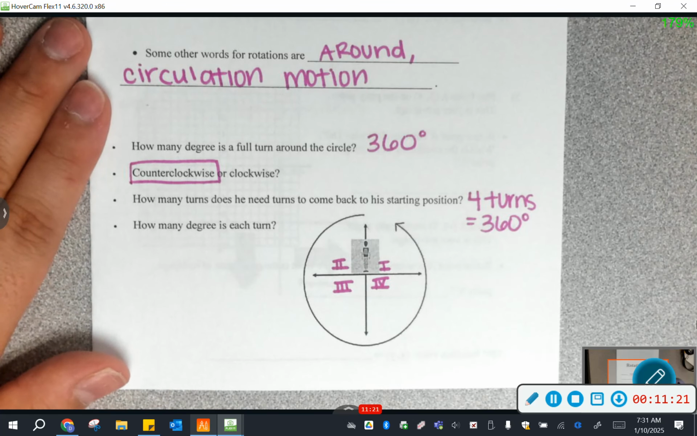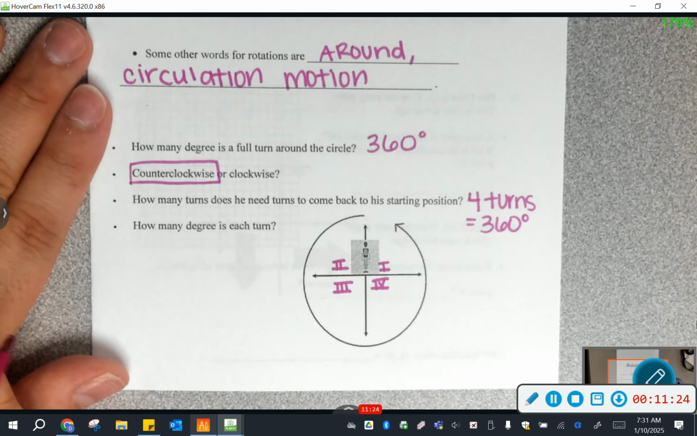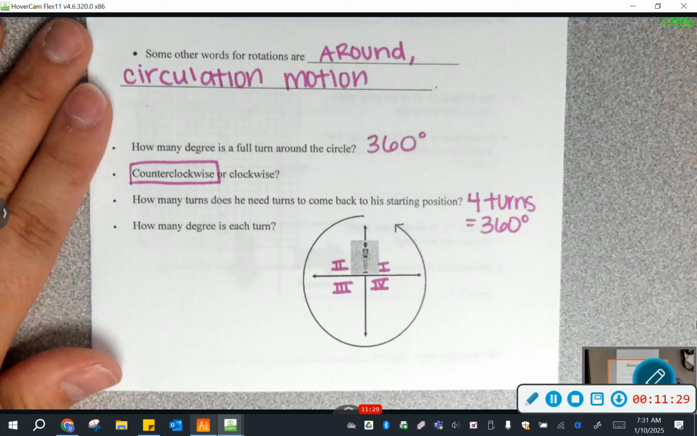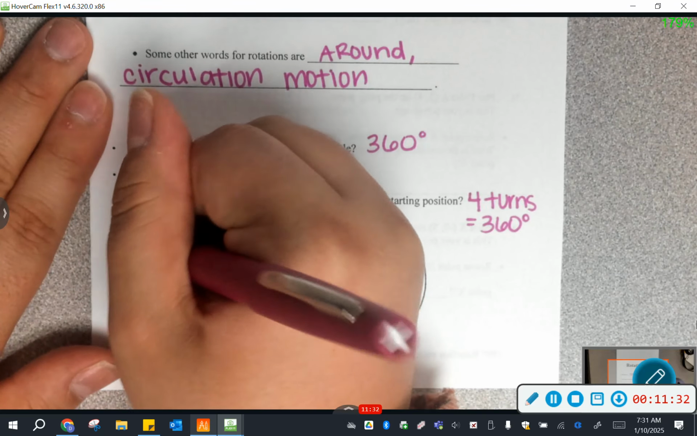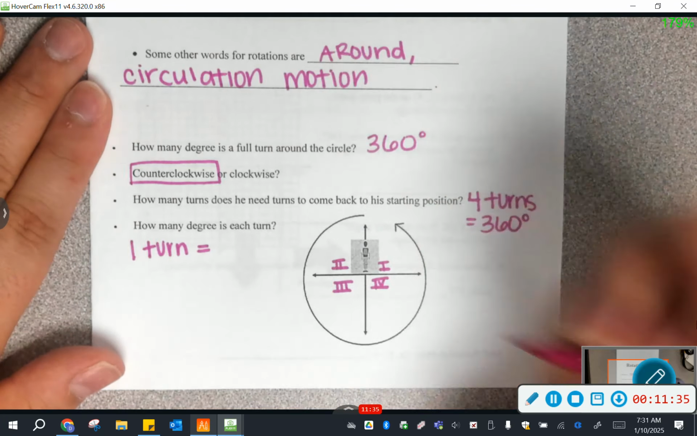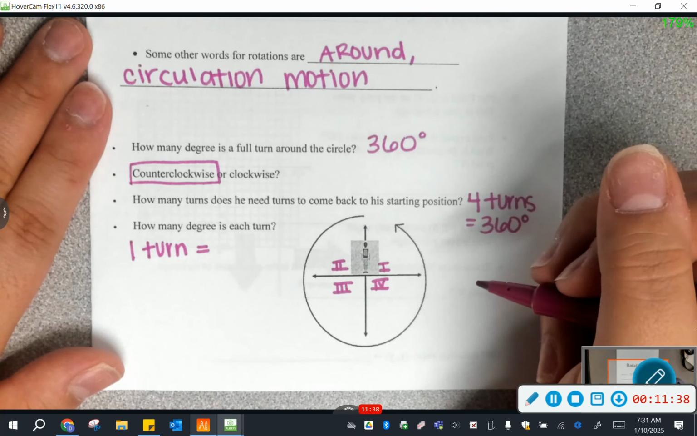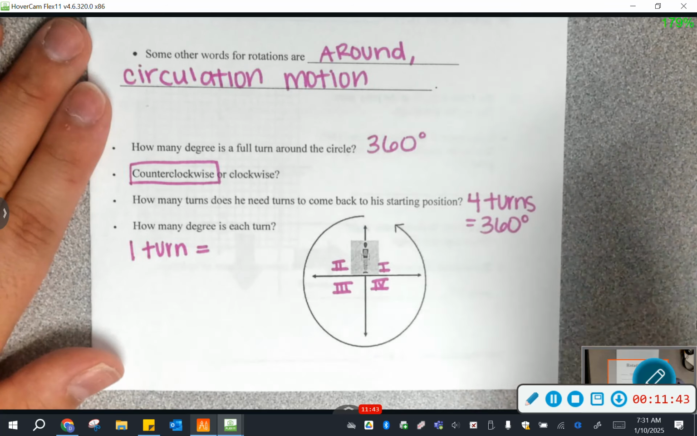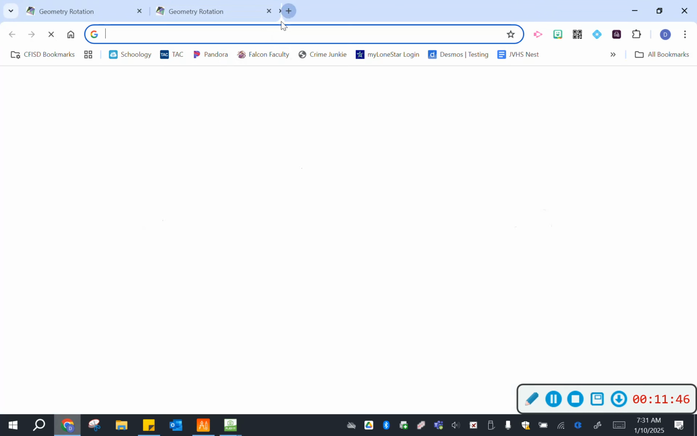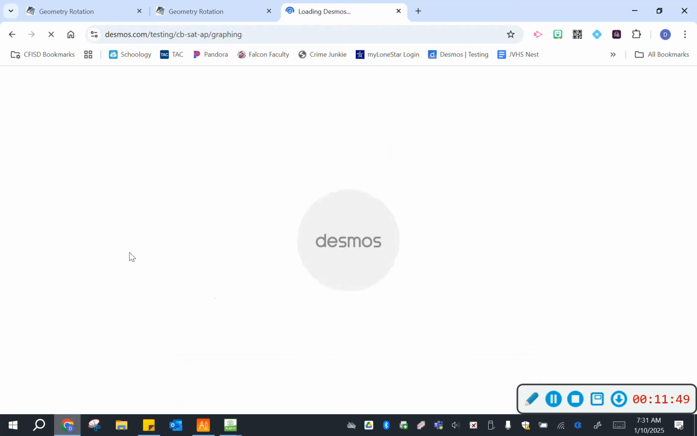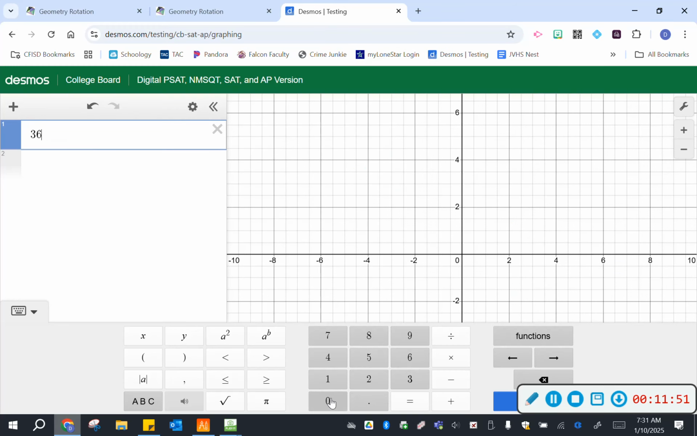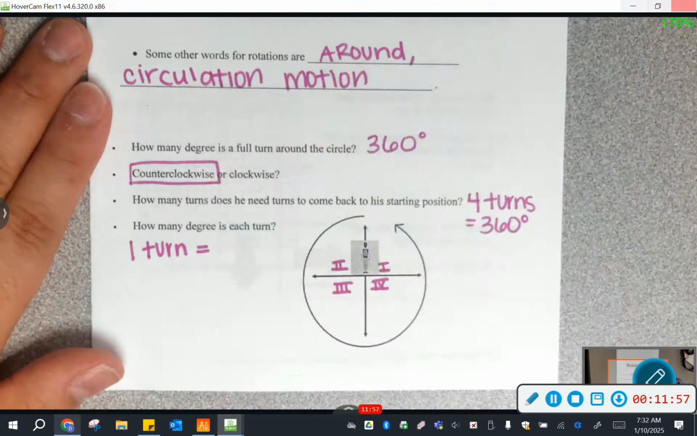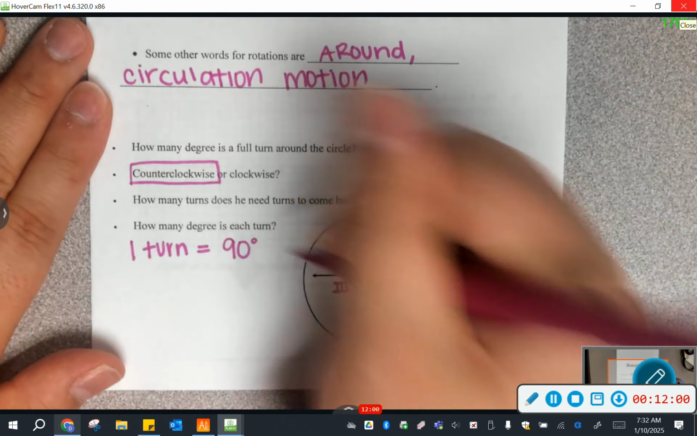And because we're dealing with graphs, we're going to be using the 4 quadrants, your 4 turns, each edge. So how many degrees would be 1 turn? How much would 360 divided by 4 be? Let's see what that is. 360 divided by 4 is 90 degrees. So when you turn your paper, doesn't that make sense?